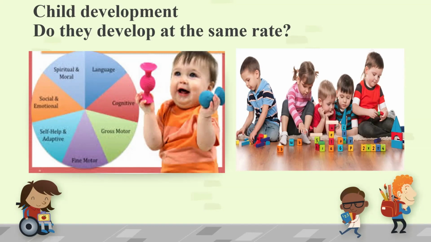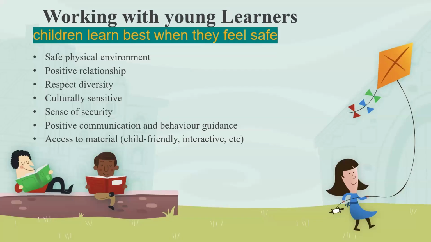Not only that, another important thing to consider in teaching and learning process is how to work with children. Working with young children is not easy. We need patience, we need understanding to work with them. Also, we need lot of preparation. Let's see what are the most important aspects that educators need to consider when working with young learners. First thing is the awareness of children. Children learn best when they feel safe.